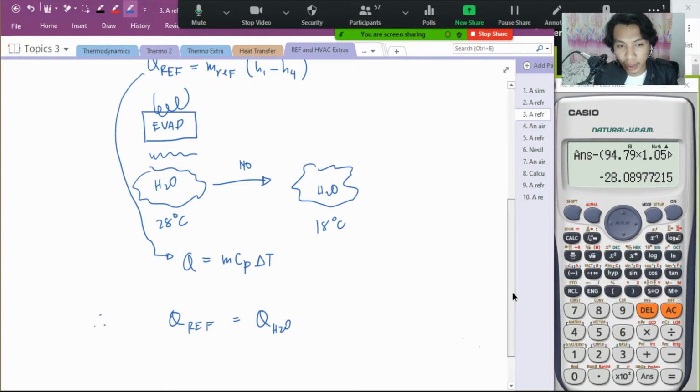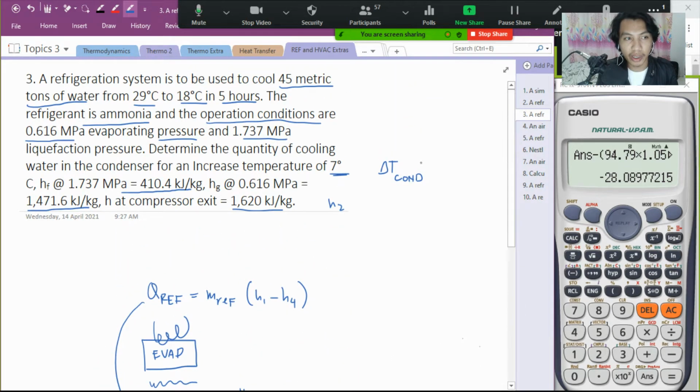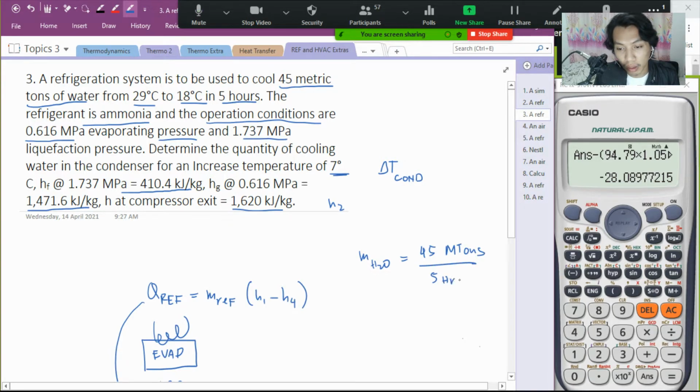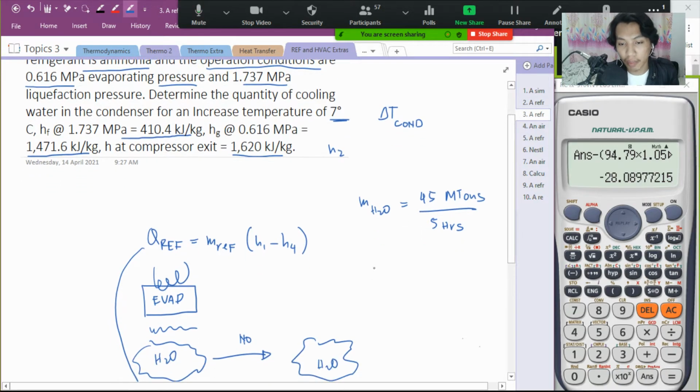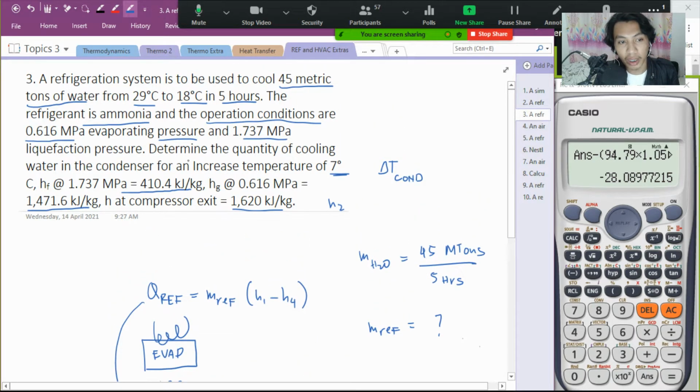Ngayon, meron tayong mass ng water binigay dito. Ayun, 45 metric tons of water. So, mass of water equal to 45 metric tons per 5 hours. Wala nang problema. Anong hinahanap natin? The mass of the refrigerant. Para makuha natin yung, ano ba hinahingi dyan? Quantity of cooling water. Ngayon naman, dun sa iyong condenser.